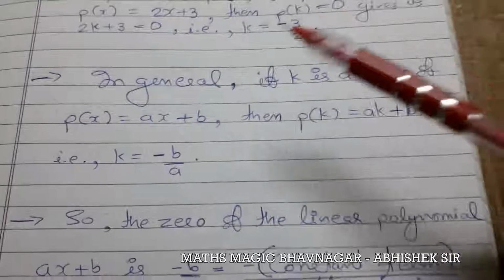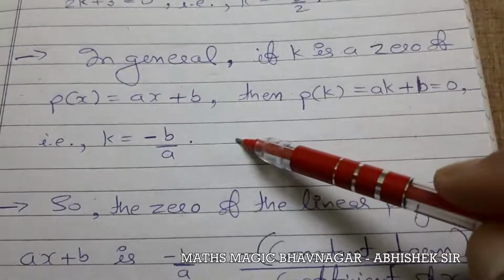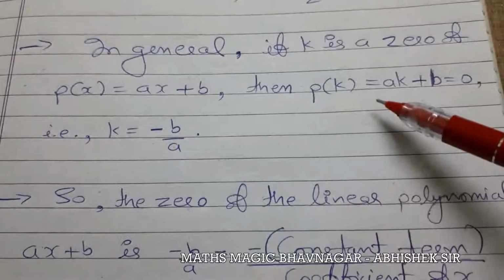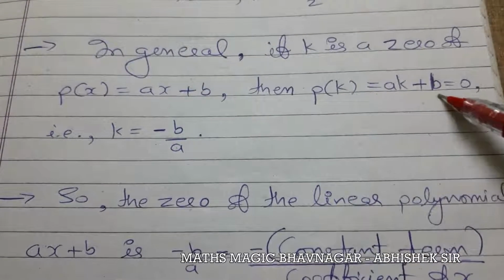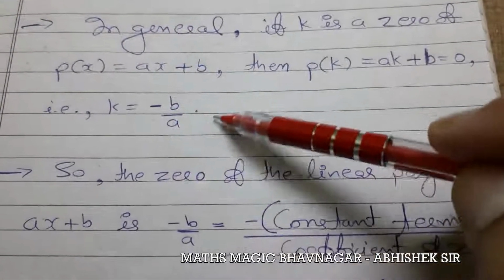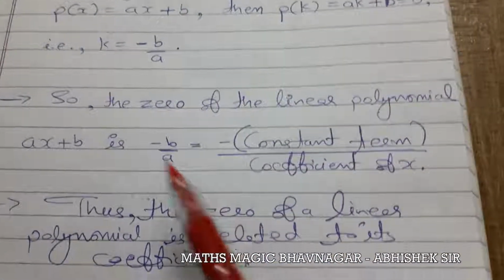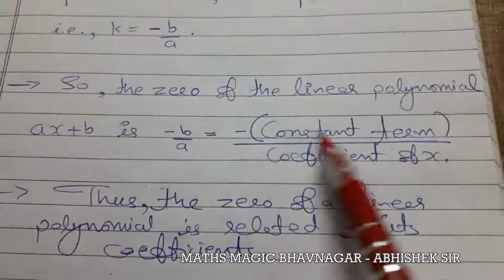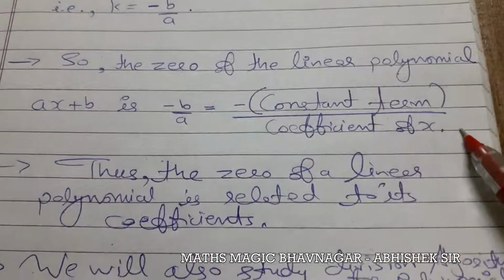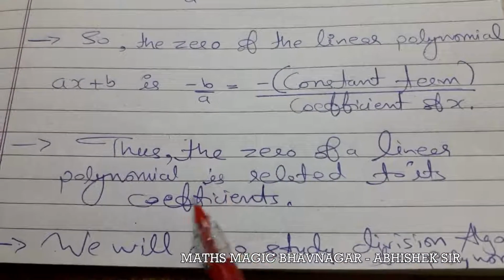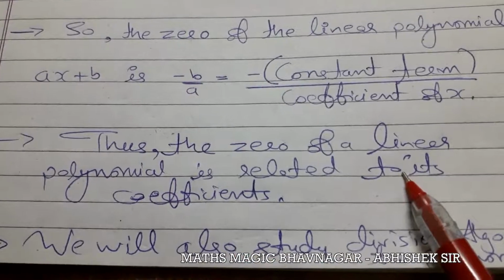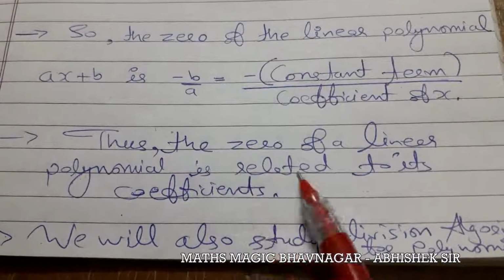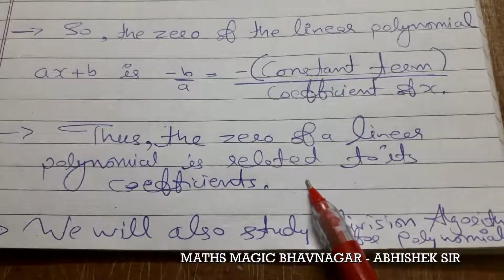So k is equal to minus 3 by 2. In general, if k is a zero of p of x is equal to ax plus b, then p of k will be ak plus b, or k is equal to minus b by a. In general form we can write it as minus b by a, or minus the constant term upon the coefficient of x. Thus the zero of a linear polynomial is related to its coefficients. Then they are discussing that in the same way we can obtain it for quadratic and cubic polynomials.